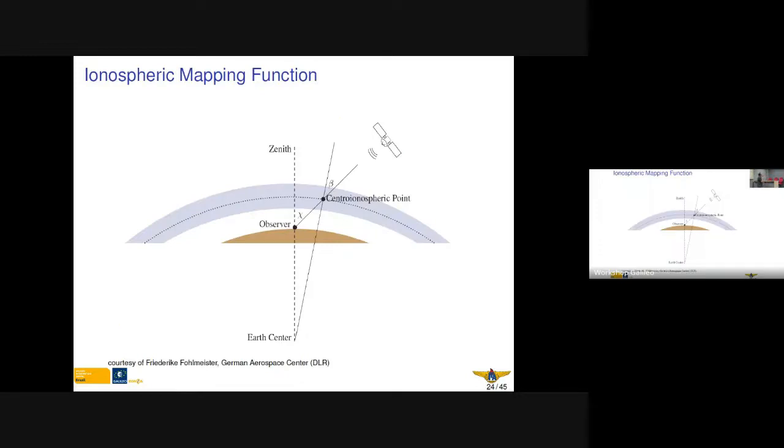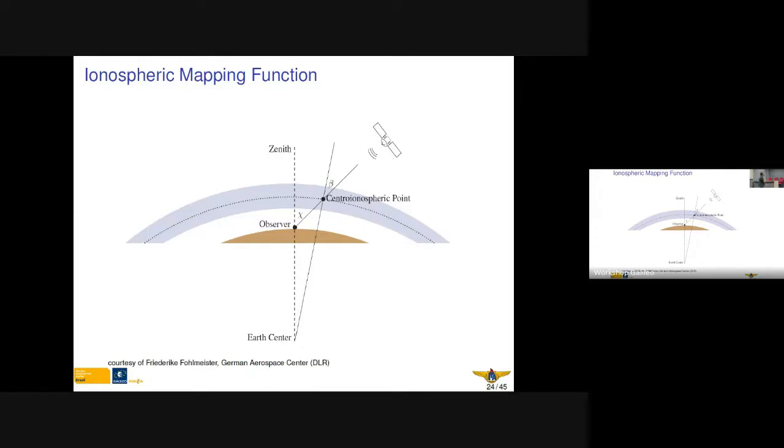I just wanted to show you what the mapping function is. In principle, this is a rule for how to map the slant TEC to TEC, because we can measure slant TEC, but we may be interested in the TEC directly above us. So you measure the ray path of a satellite, as shown here. We have the observer here on Earth, but we would like to know the TEC value in the zenith of this observer.